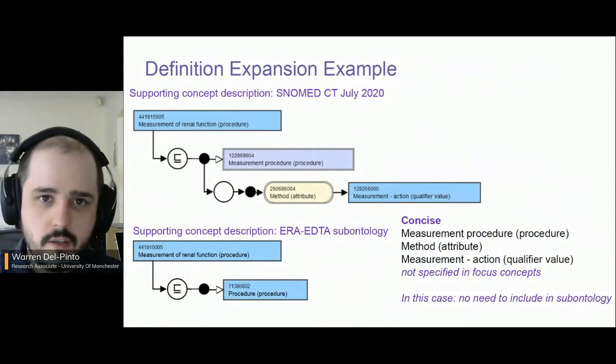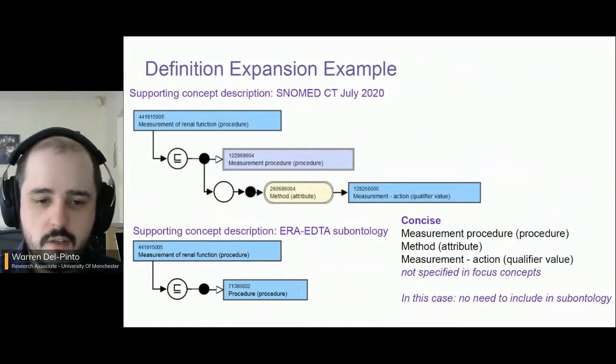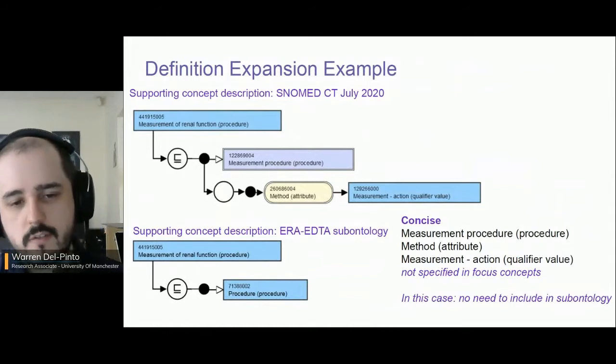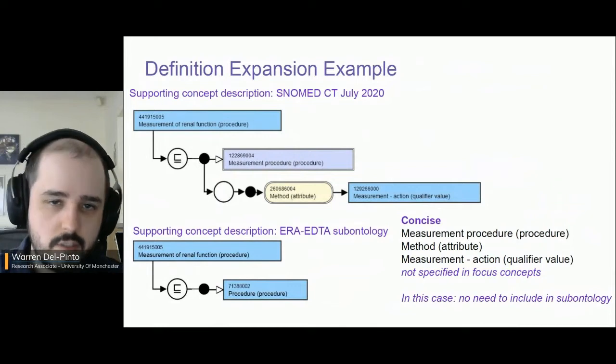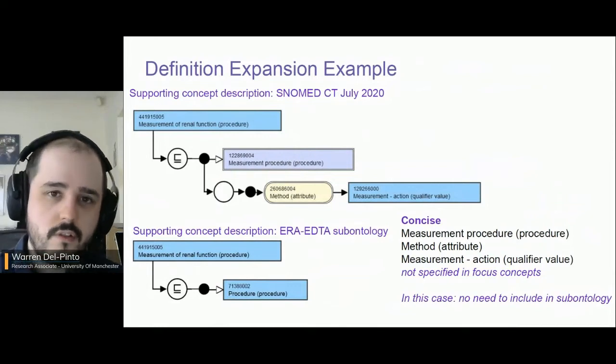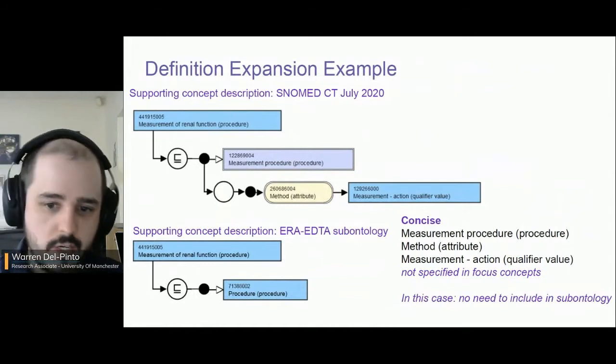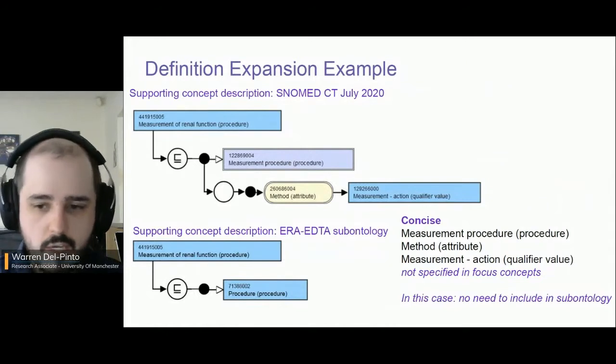The reason being that we don't need the other concepts, we don't need the other information to maintain the meaning and relationships for our concept of interest, which was originally acute renal failure syndrome. So this is more concise. We don't need measurement procedure. We don't need method attribute. We don't need measurement action.